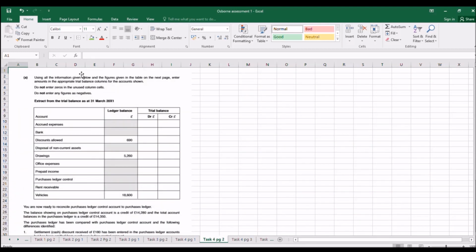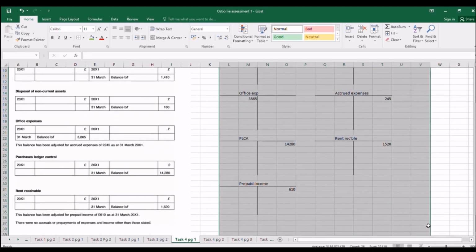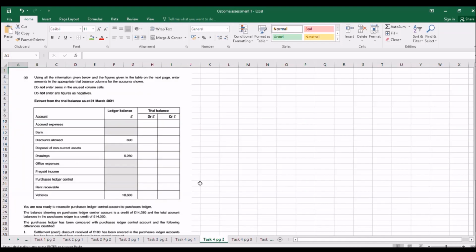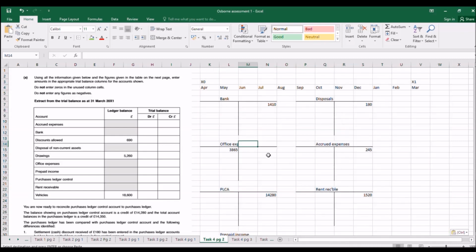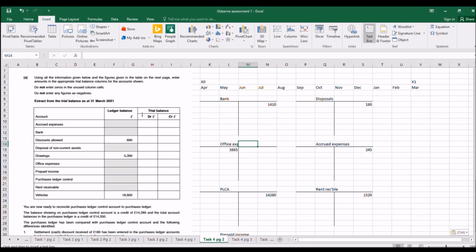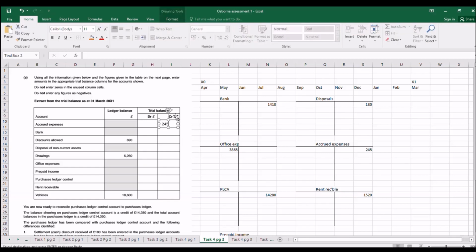Let's flip over the page. Using all the information below, given the tables, enter the amounts in the appropriate columns of the trial balance. So let's bring over our piece of paper that we would have written all this onto. Okay. Right. So our accrued expenses is sitting there as 245. And this is where you would have your highlighter pen, because you would just highlight them off as they've been done so you're not missing anything.